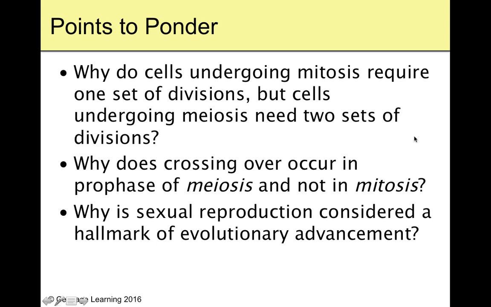Here's the end of the chapter. Why do cells undergoing mitosis require one set of divisions, but cells undergoing meiosis need two? Why does crossing over occur in prophase of meiosis and not in mitosis? And lastly, why is sexual reproduction considered a hallmark of evolutionary advancement? It's a nice, what a way to word that. I love it. Okay, cool.